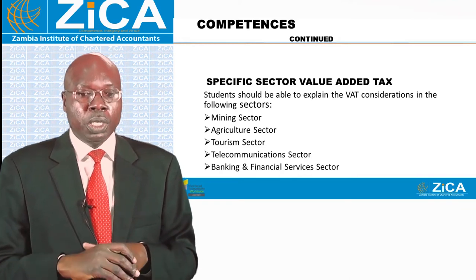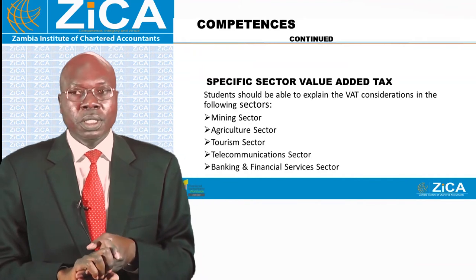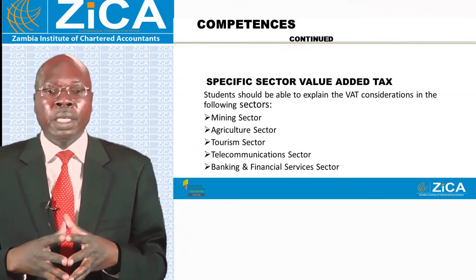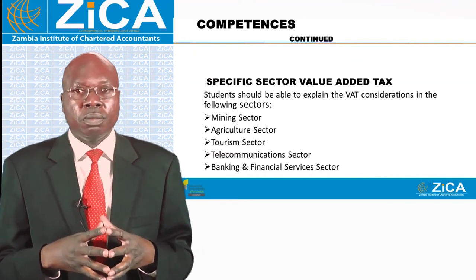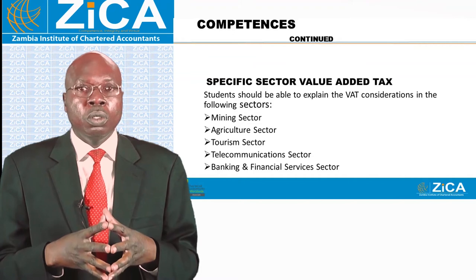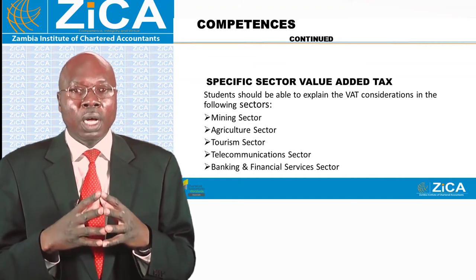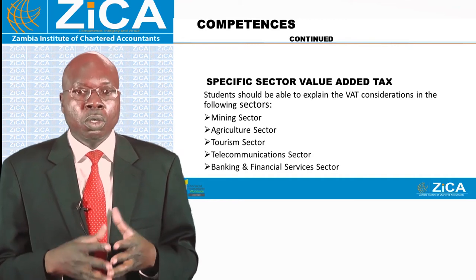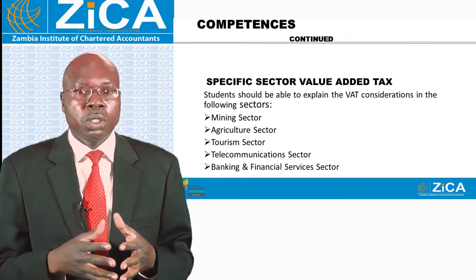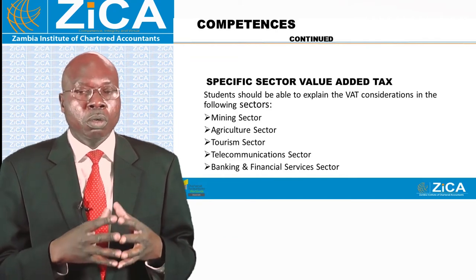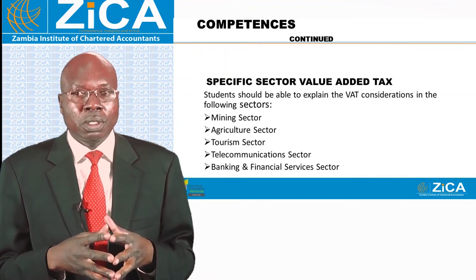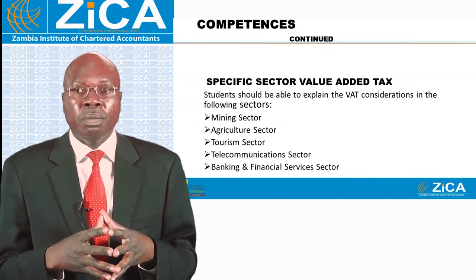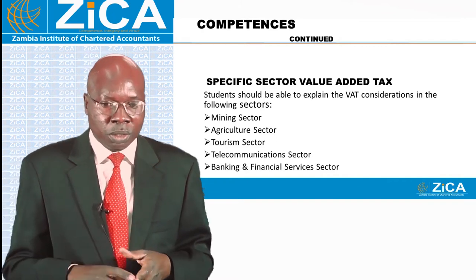The last point on this is on the banking and the financial services sector. With effect from 1st January 2011, most of the services provided by the financial institutions are liable for value-added tax at 16%. A very good example are commissions on local bank drafts, commissions on foreign bank drafts, commissions on managers' checks, commissions on excess withdrawals, and other services. These are chargeable to VAT at a standard rate of 16%.